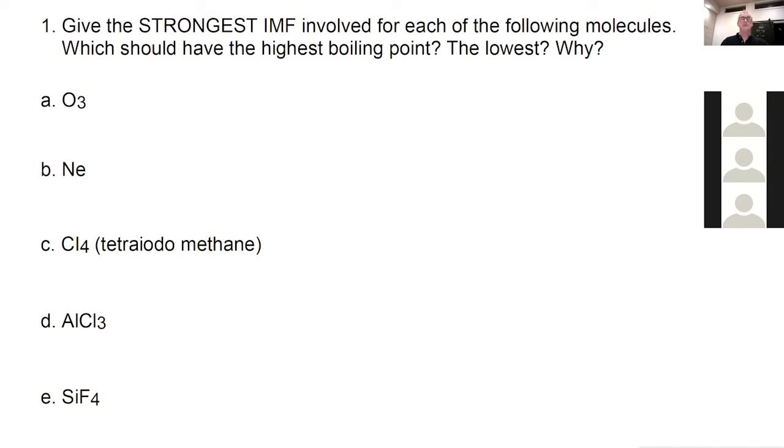So what I would suggest is actually we should draw each one of these in order to give us a better idea on what their intermolecular force could be. Okay, so let's start with ozone. I think we may have done ozone before, but let's see. So ozone goes like this.